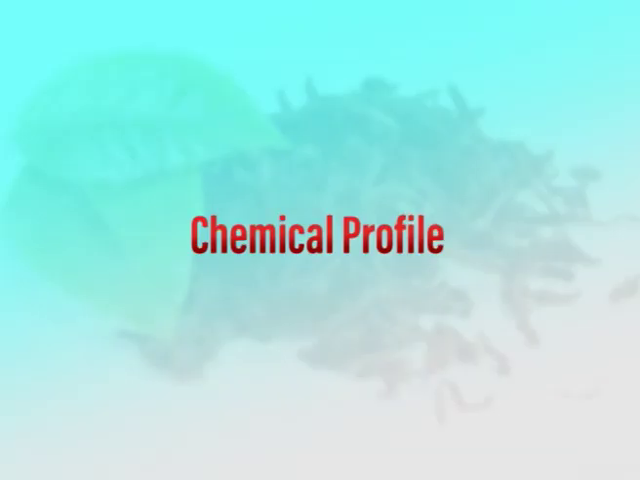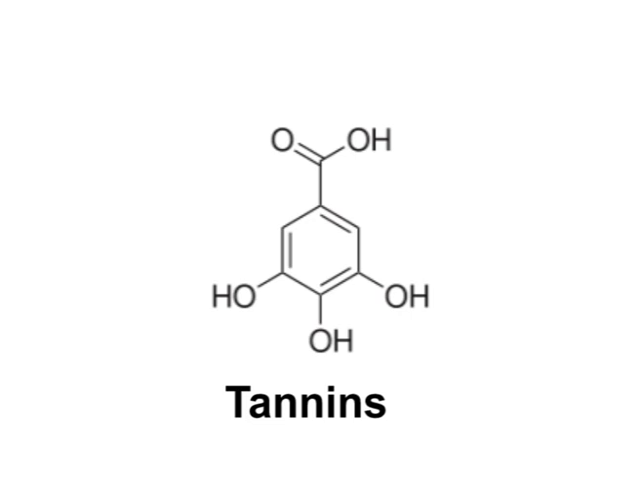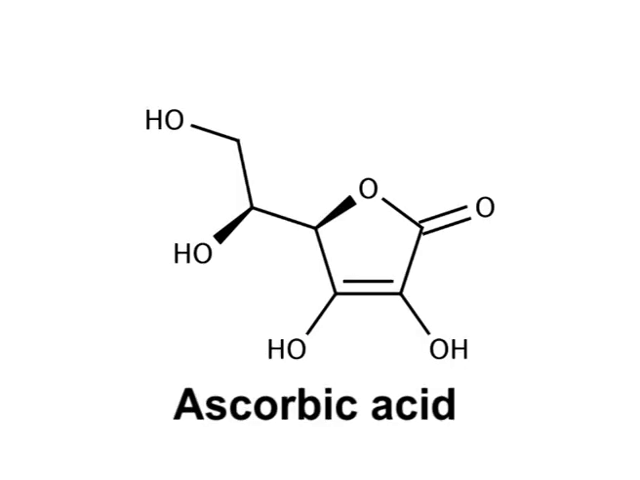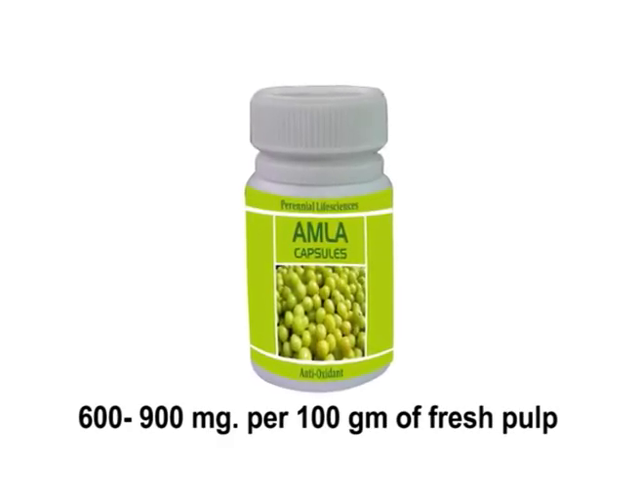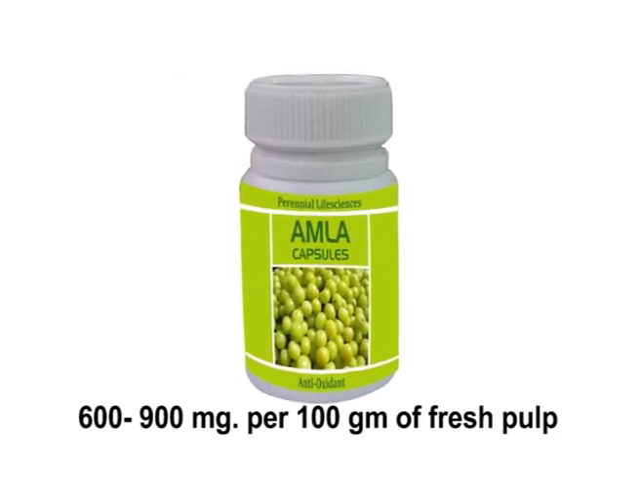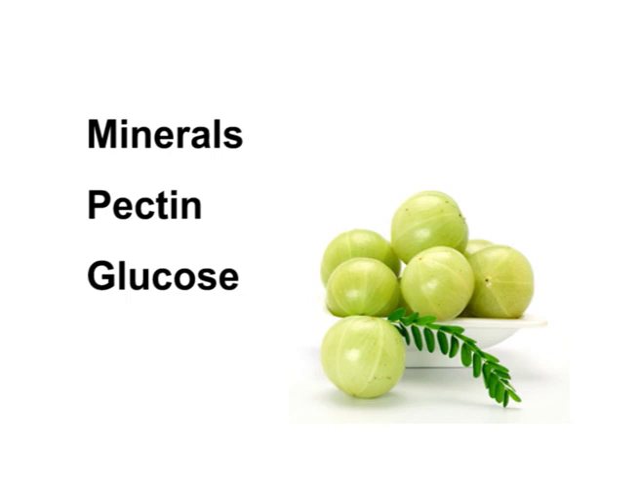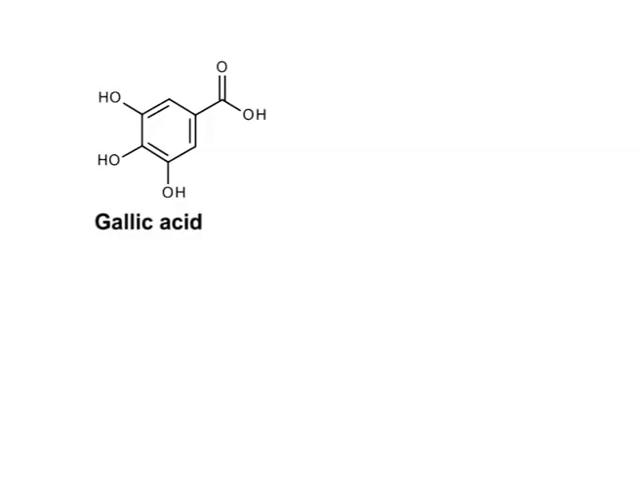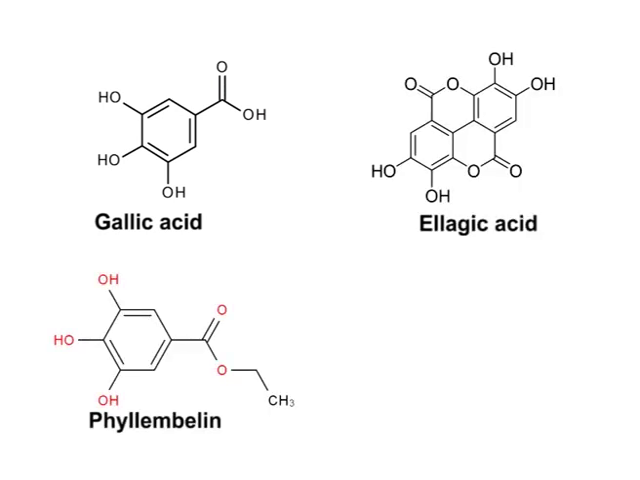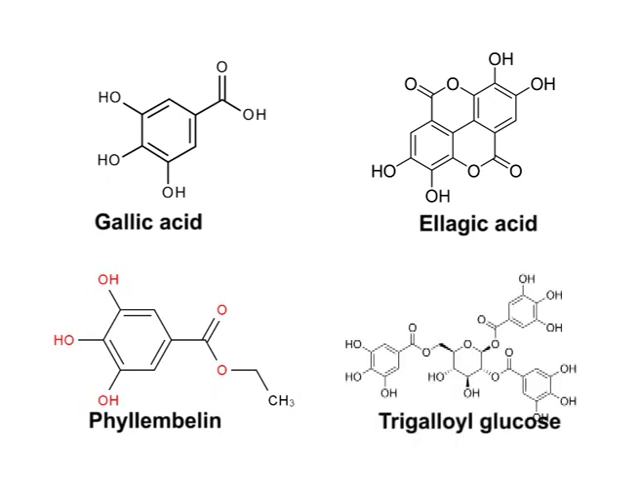Now, coming to the chemical profile of amla. Amla fruits contain high percentage of tannins. They also have high amount of ascorbic acid, which is also called vitamin C, yielding nearly 600 to 900 milligrams of vitamin C per 100 gram of the fresh pulp. Along with that, it contains some minerals, pectins and glucose. Now, coming to the composition of the tannins. Tannins of amla comprise of gallic acid, ellagic acid, phyllemblin and triglycerol glucose.